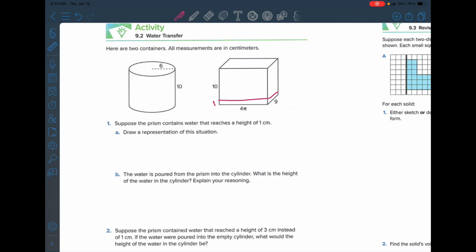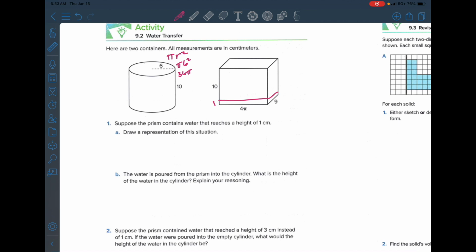On B, it says the water is poured from the prism into the cylinder. What is the height of the water in the cylinder? Well, we need to first do some comparing of the two. Let's look at the area of each base. On the cylinder, the area of the base is pi r squared. So 6 is our radius, and 6 squared is 36. So the area of the base is 36 pi.